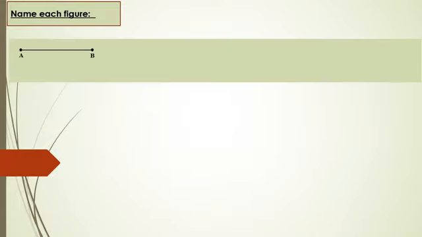Name each figure. The first one, this line, it's a line segment. Its name is AB line segment, or we can say BA line segment. What's the meaning of line segment? A line segment is a line that has a starting point and an ending point. So this line is called line segment. Its name AB line segment or BA line segment.